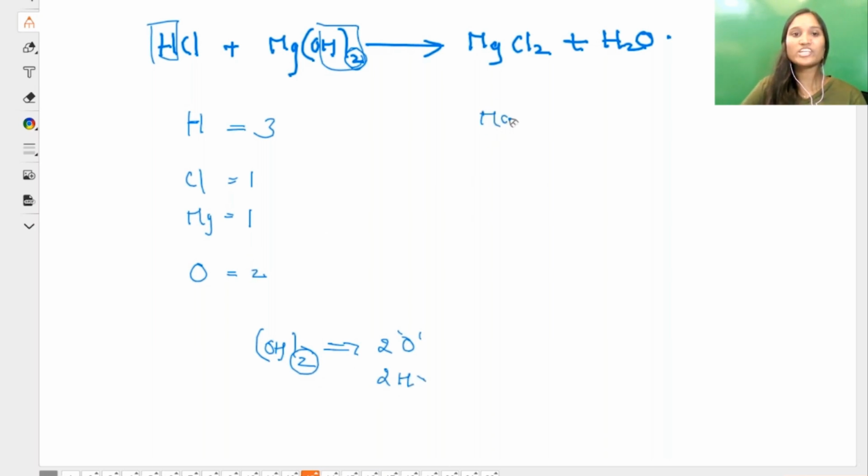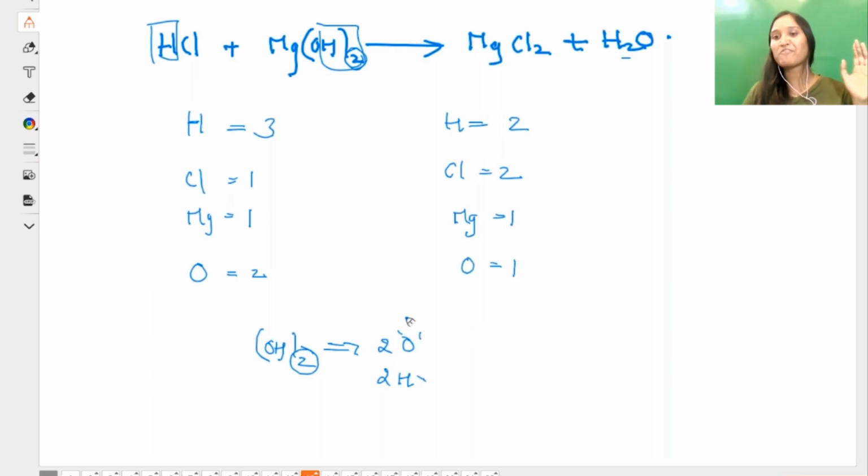Now, on other side, magnesium, let me write it in the same pattern. On other side, hydrogen is equal to 2. Chlorine is equal to 2. Magnesium is 1 and oxygen is equal to 1. I hope everyone is clear so far. If you are not, please help me understand through the chat box. Yeah. Now let's go to the next one. What all is not balanced? Hydrogen is not balanced. Chlorine is not balanced. Oxygen is also not balanced.